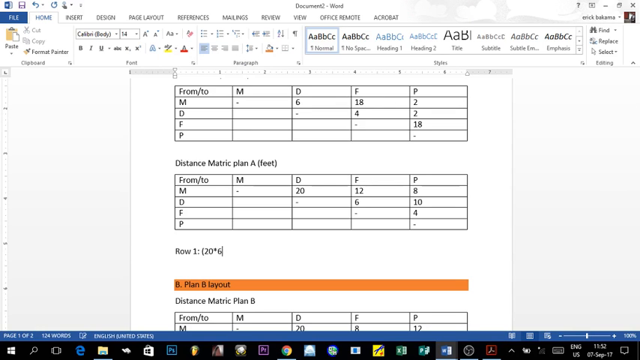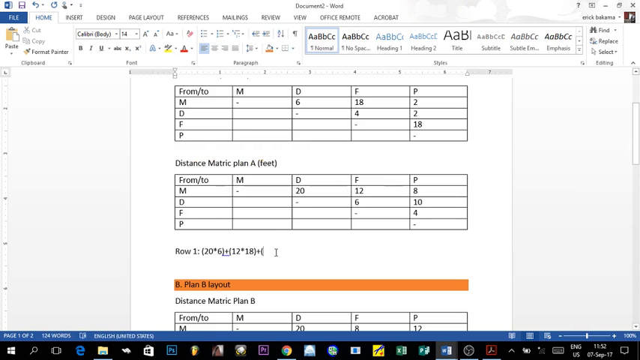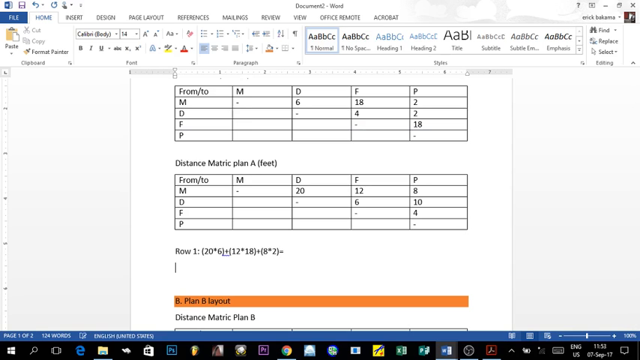Plus, still in the same row, we have M and F. The distance is 12. And how many units are moving from M to F? We have 18. Plus, still in the same row, we have M and P, the distance is 8. And how many units are moving from M to P? It's 2 units. And we will calculate for row 1.